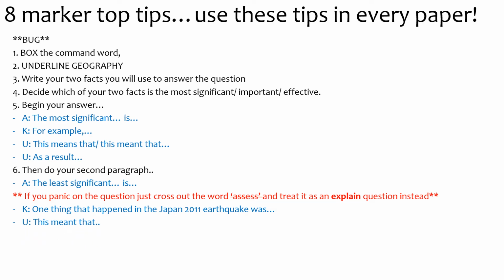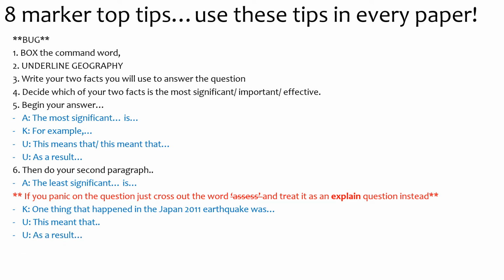One thing that happened in the Japan earthquake, so say it says assess the impacts, cross it out, and it says explain the impacts. One thing that happened in the Japan 2011 earthquake was, tell me what the fact is, give me the bit of knowledge. This meant that as a result.